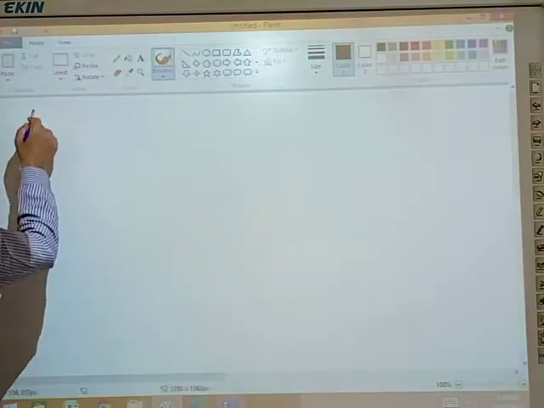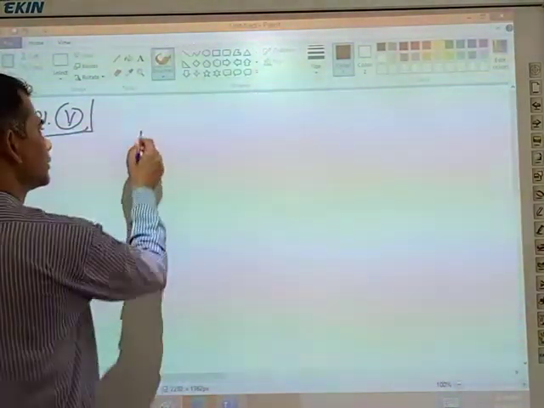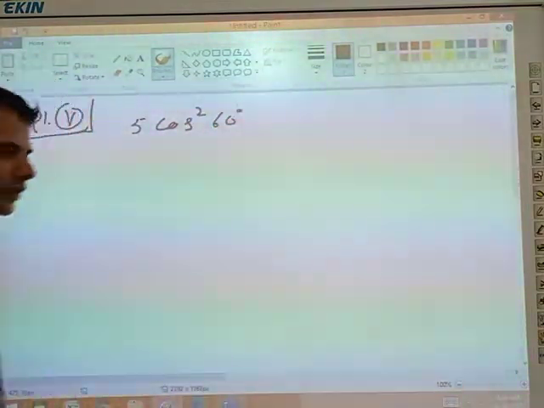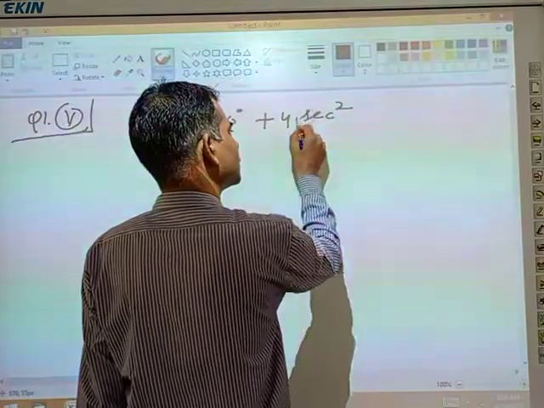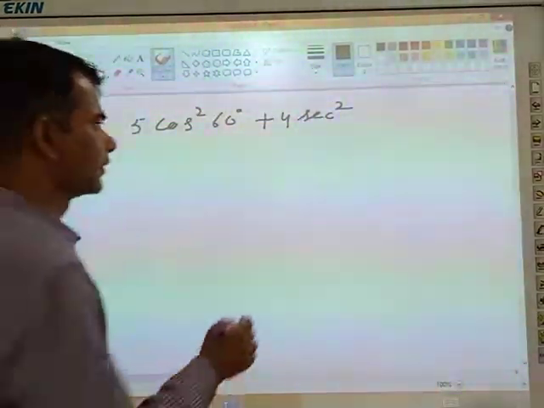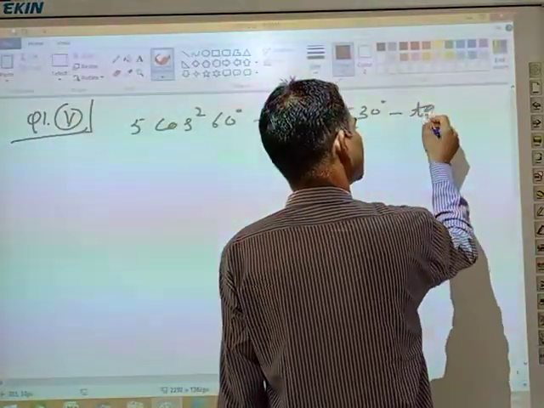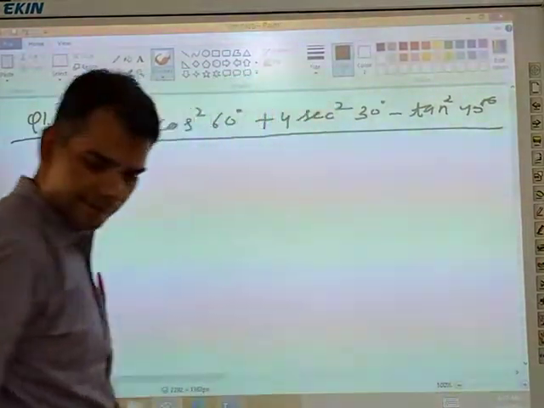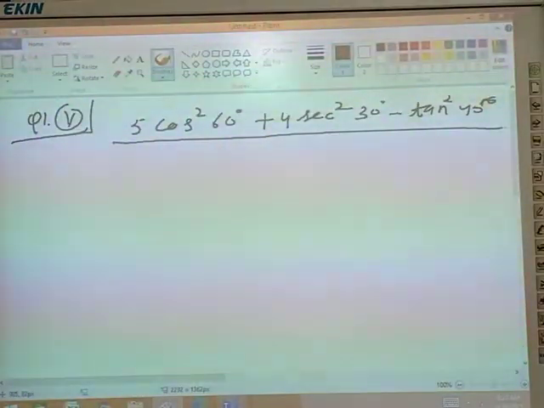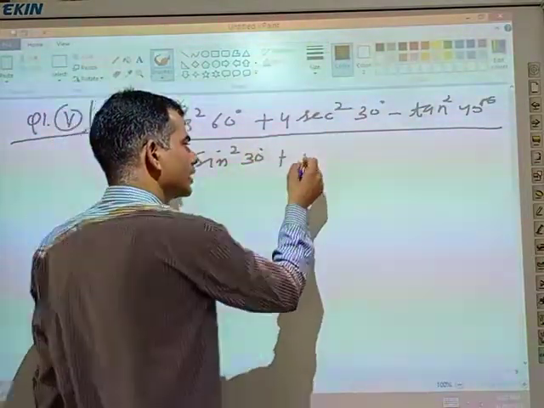Question number first, fifth part. Five cos square 60 degree plus 4 sec square 30 degree minus tan square 45 degree plus sin square 30 degree and cos square 30 degree.